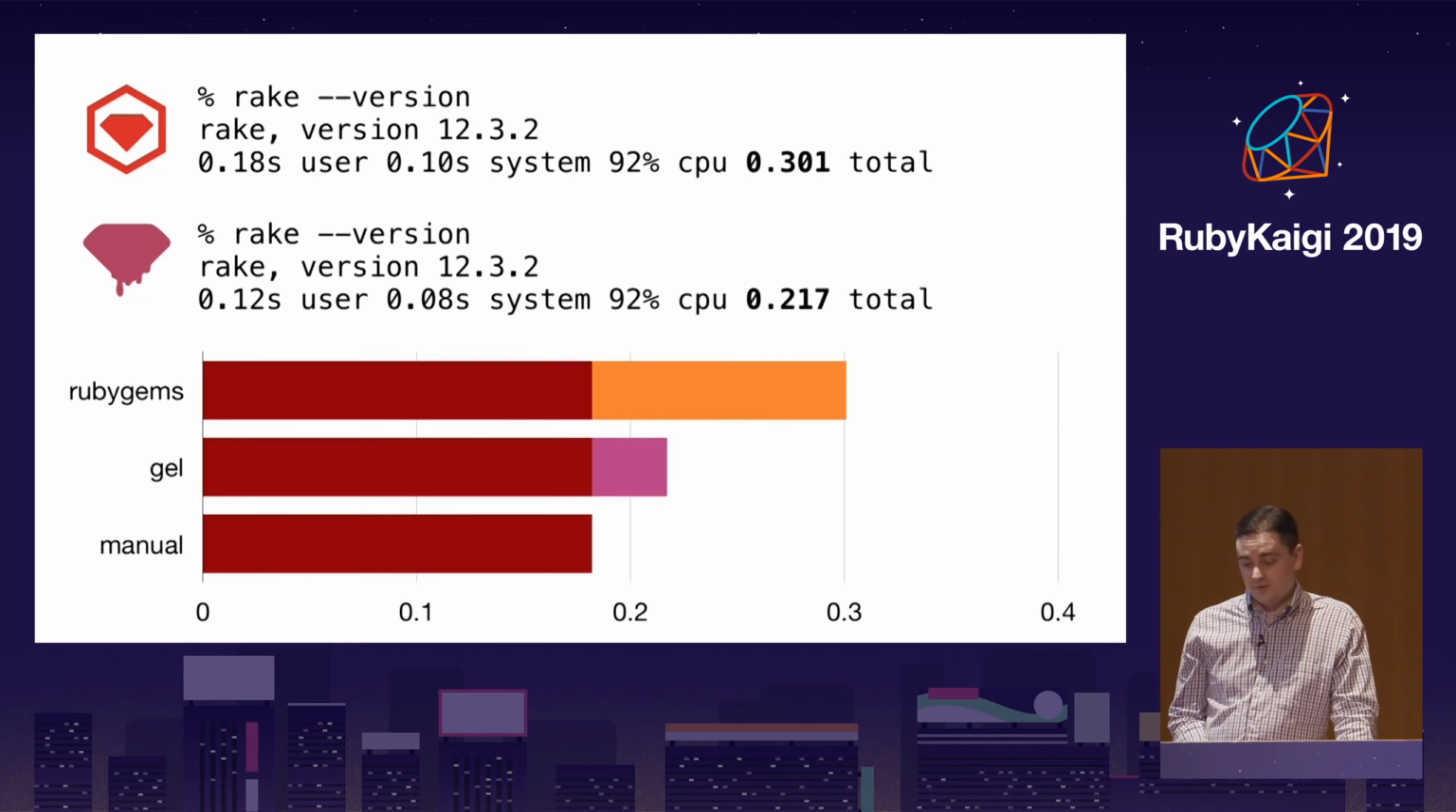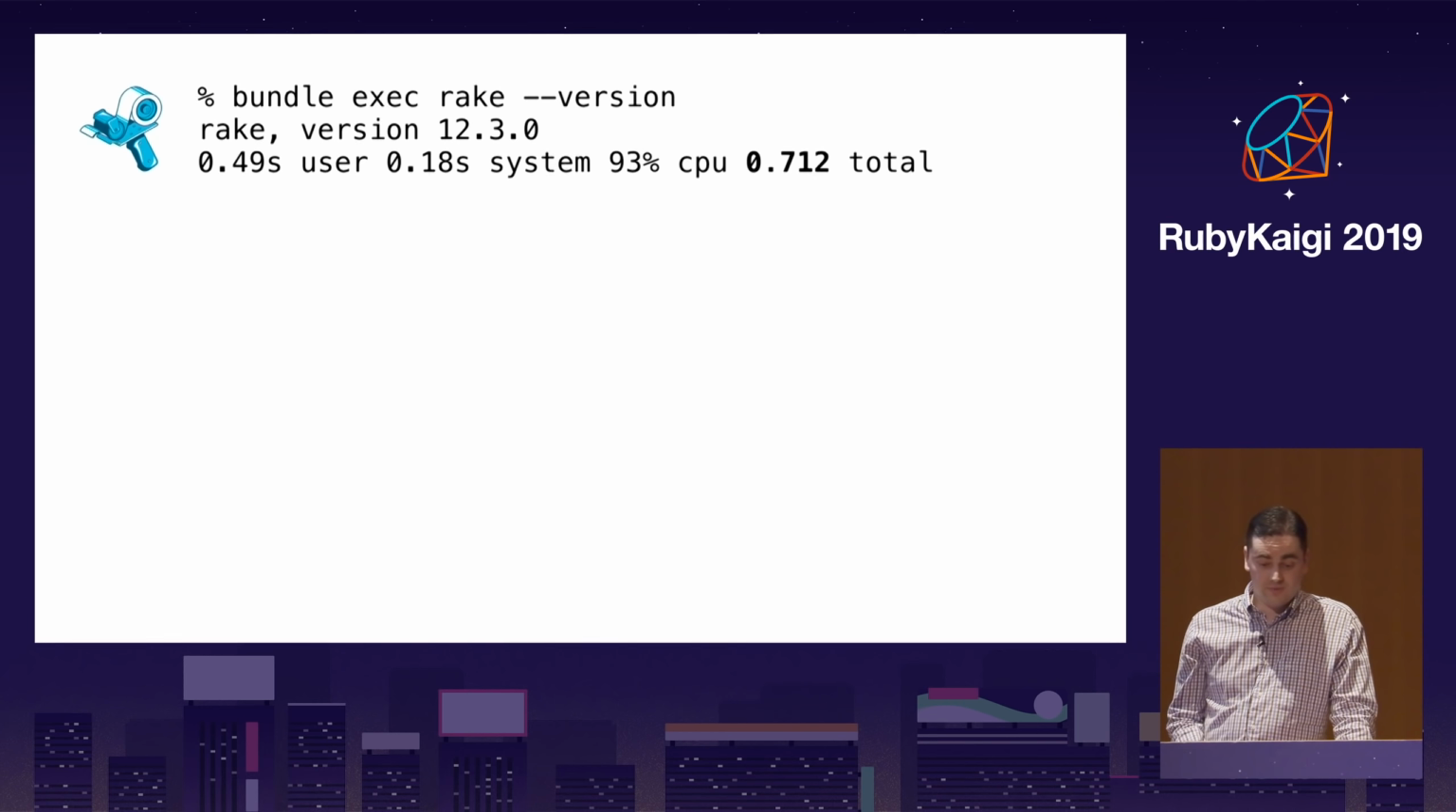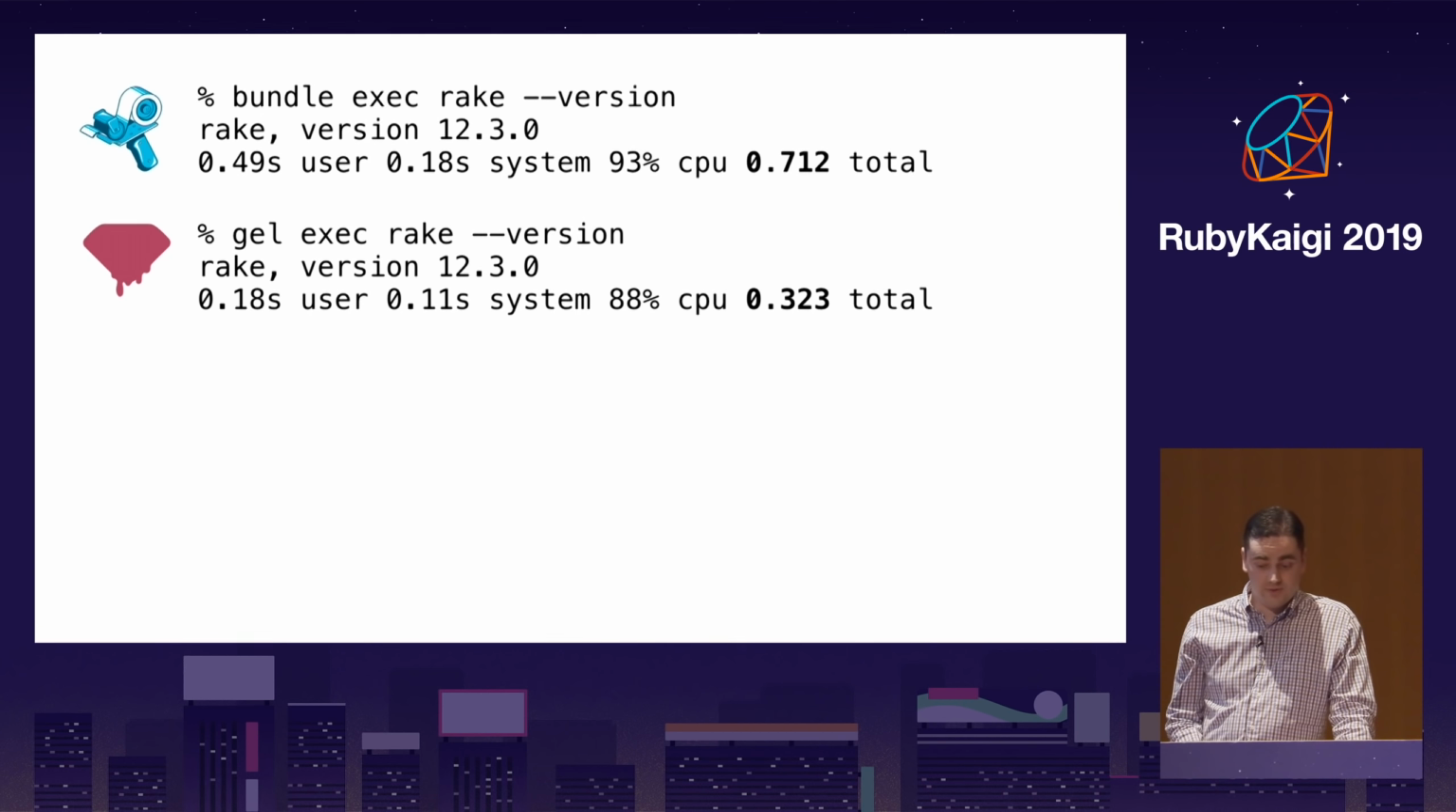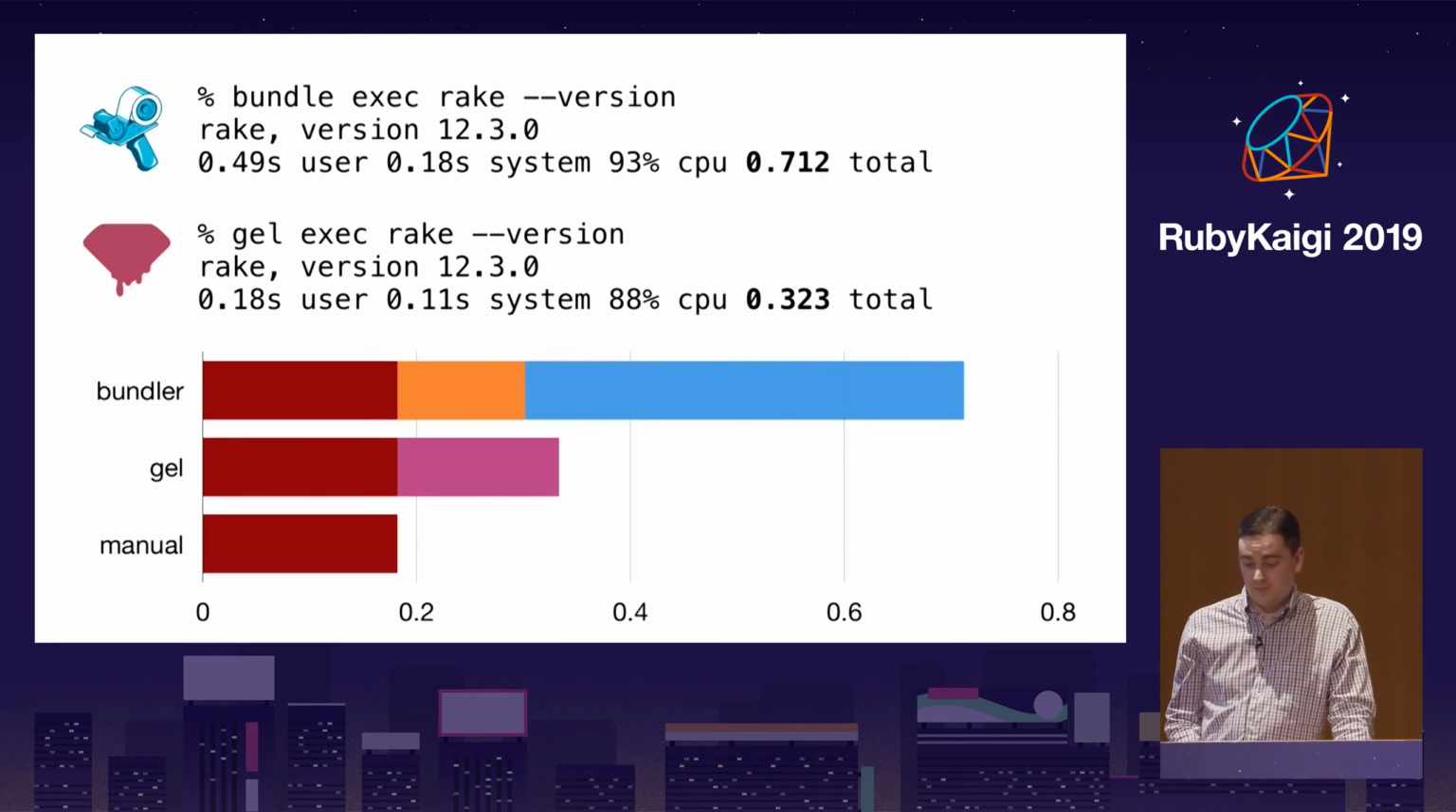Switch into a project directory, and again we know bundle exec Rake version is around 700 milliseconds. With Gel, it's 330 milliseconds. The same time as a non-Bundler invocation through RubyGems, and about half the time it takes when using Bundler to select the right version.